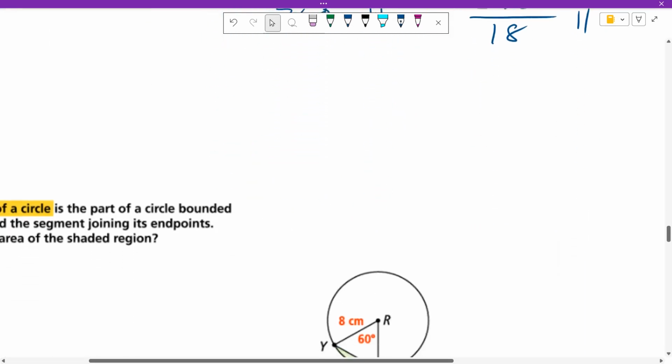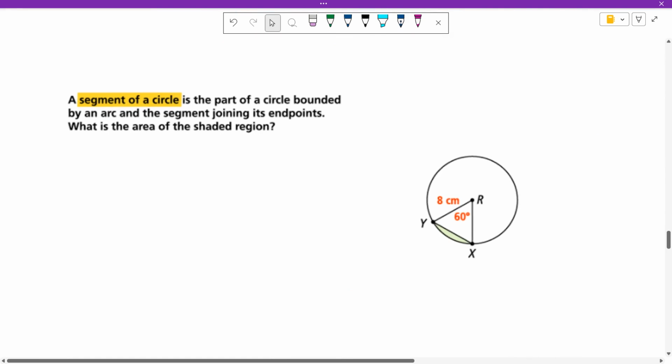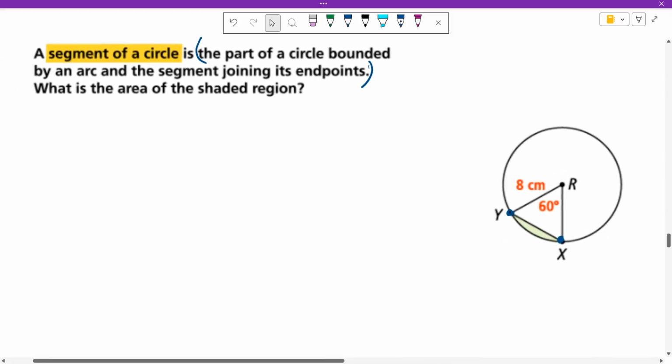Sector area. All right. Next concept. Ooh, this is a big section. Lots of stuff in it. It's a segment of the circle. Hey, that's the next vocab word. It's the part of the circle bounded by the arc and the segment that joins the endpoints of that arc. So it's a little bitty area. It's that little bitty green area.